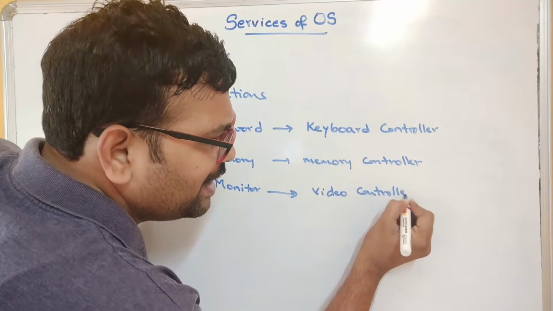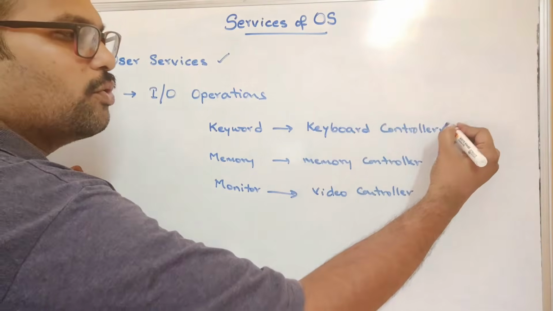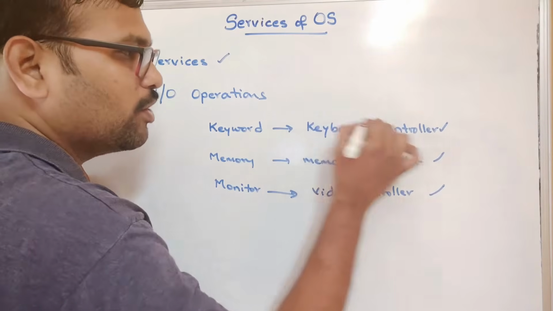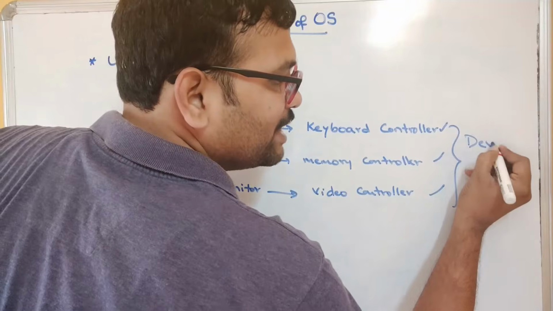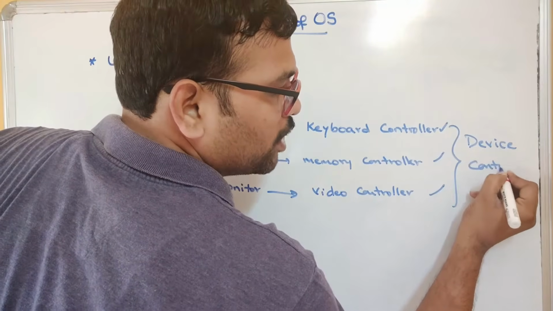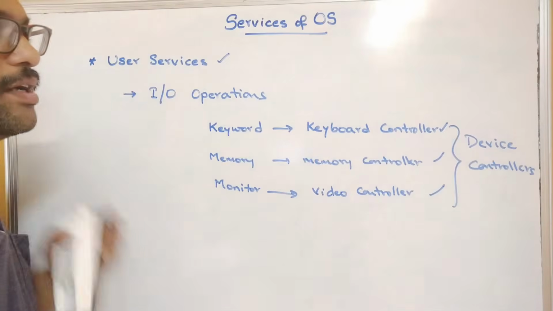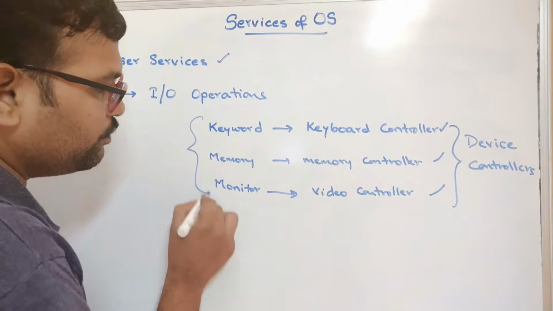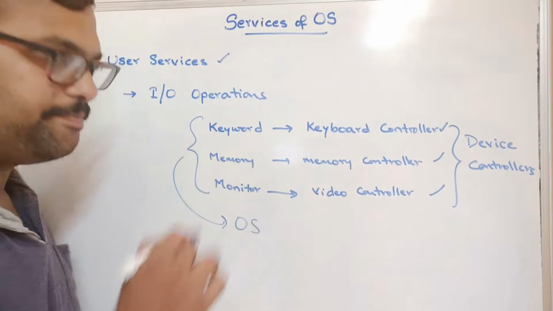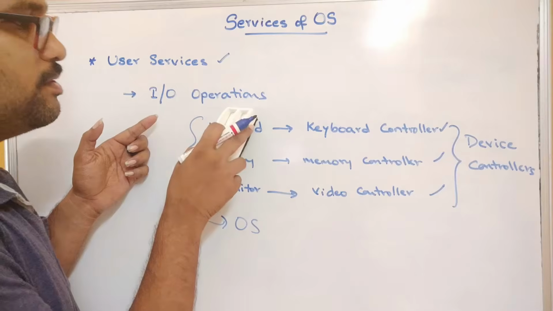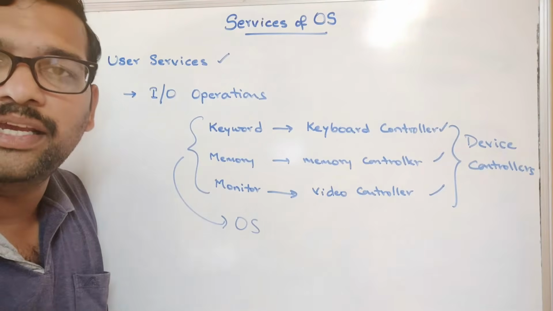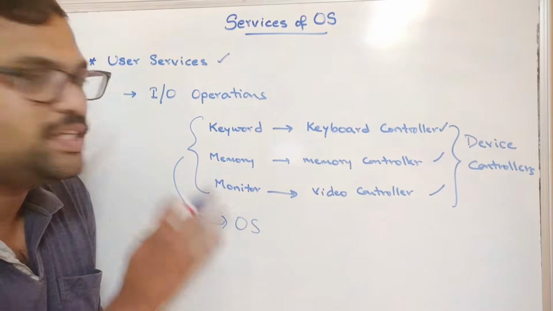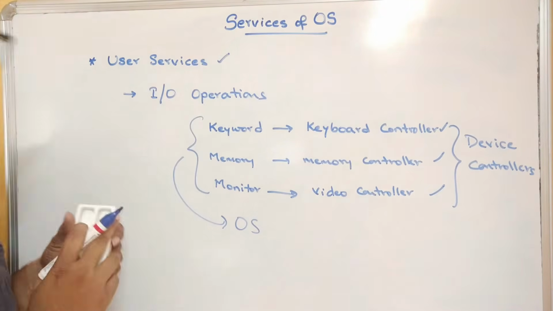Like this, all the IO devices will have different controllers, which we commonly call device controllers. By using these device controllers, the operations will be communicated, and all these controllers will be maintained by the operating system. So these IO operations will be executed smoothly with the help of these controllers, which are maintained by the operating system. This is one service given by the operating system.